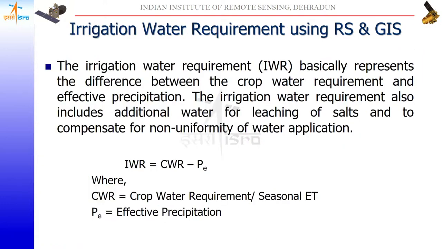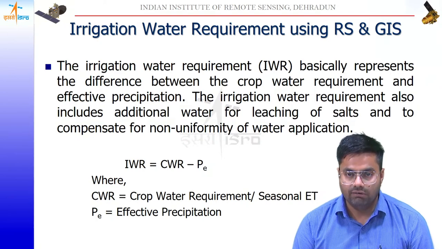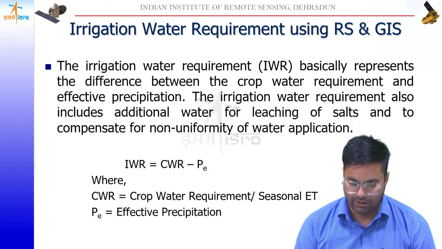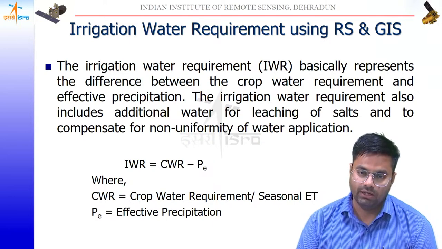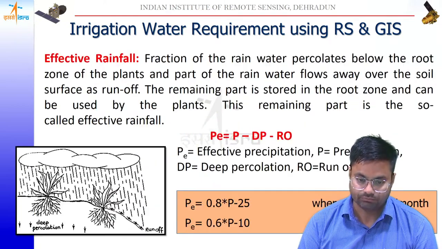Now we follow up with the next topic, touching upon our last and final topic, which is irrigation water requirement using remote sensing and GIS. And very first, what is the irrigation water requirement? Basically, the irrigation water requirement is the difference between crop water requirement and effective precipitation. As we already discussed in the previous slide what the crop water requirement is, effective precipitation is defined based on how much water is actually used by the plant for its growth and development. So IWR, as the formula is mentioned, is equal to crop water requirement minus effective precipitation.